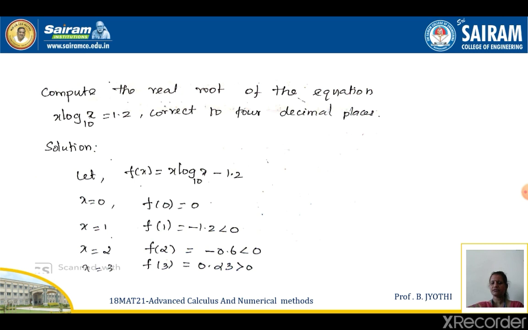When we put x equal to 0, we get f(0) equal to 0. When we put x is 1, f(1) is minus 1.2, f(2) is minus 0.6, f(3) is 0.23, which is positive. So the root is lying between 2 and 3, as f(2) is negative and f(3) is positive.